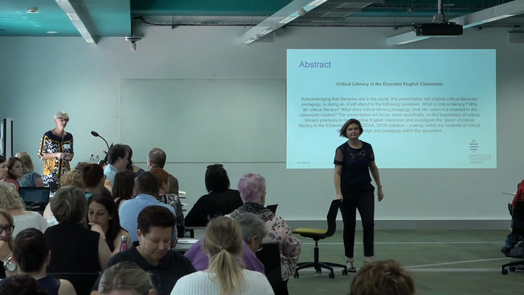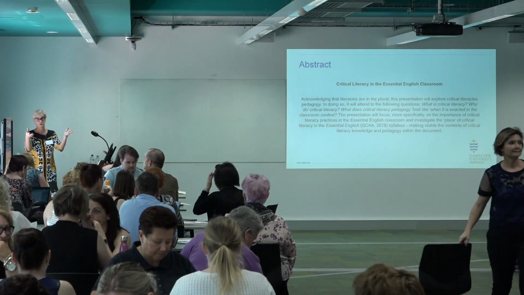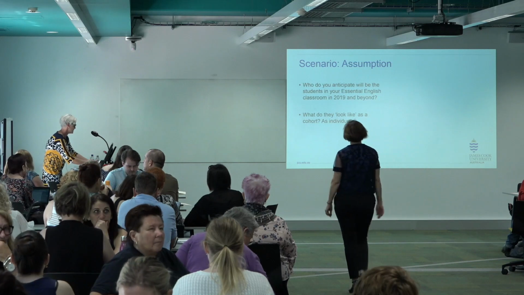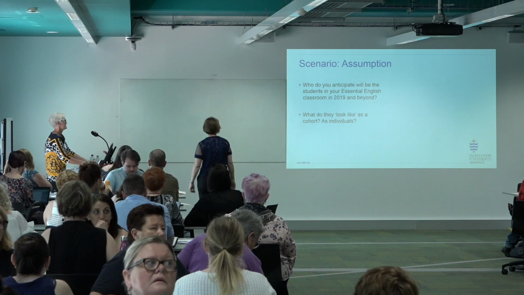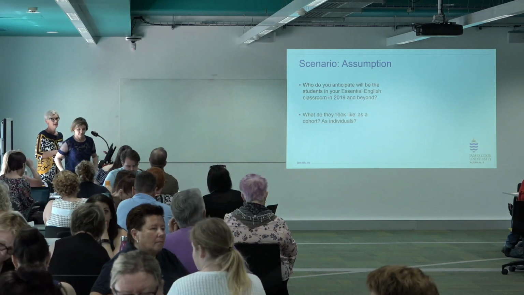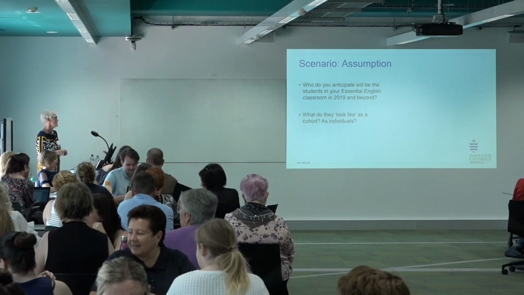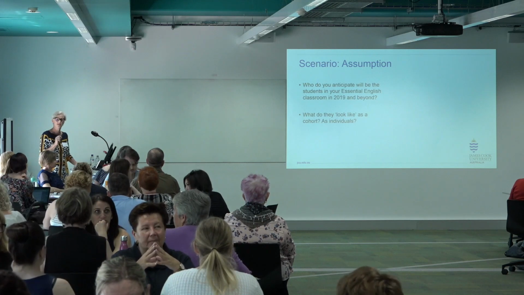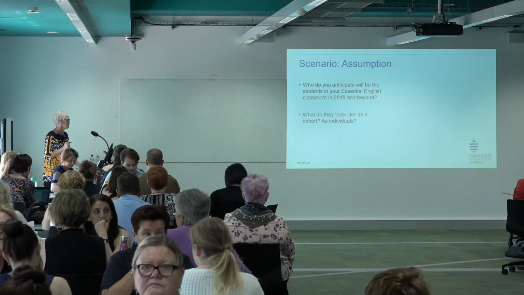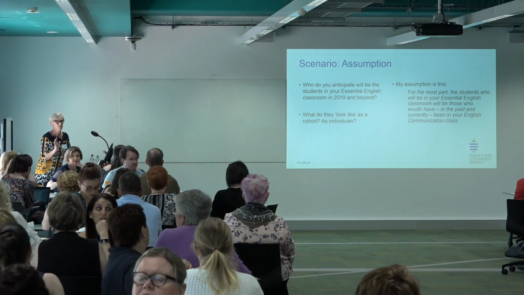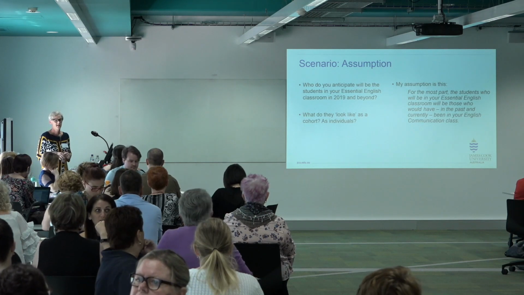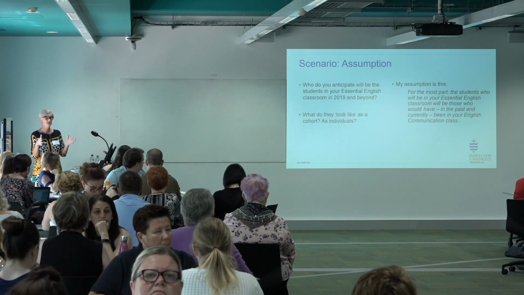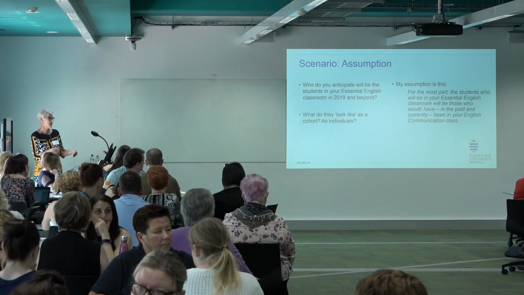Now I'm going to get you to work in pairs, or given that we've got this set up in tables, as you choose, and work through an activity. I want you to consider who you anticipate will be the students in your Essential English classroom in 2019 and beyond. What do they look like as a cohort, and what do they look like as individuals? Before we move on to the activity, I'm going to make an assumption, and it is just that, an assumption on my behalf: for the most part, they will be the students who, up to this point, have perhaps been those in your English Communication classes.